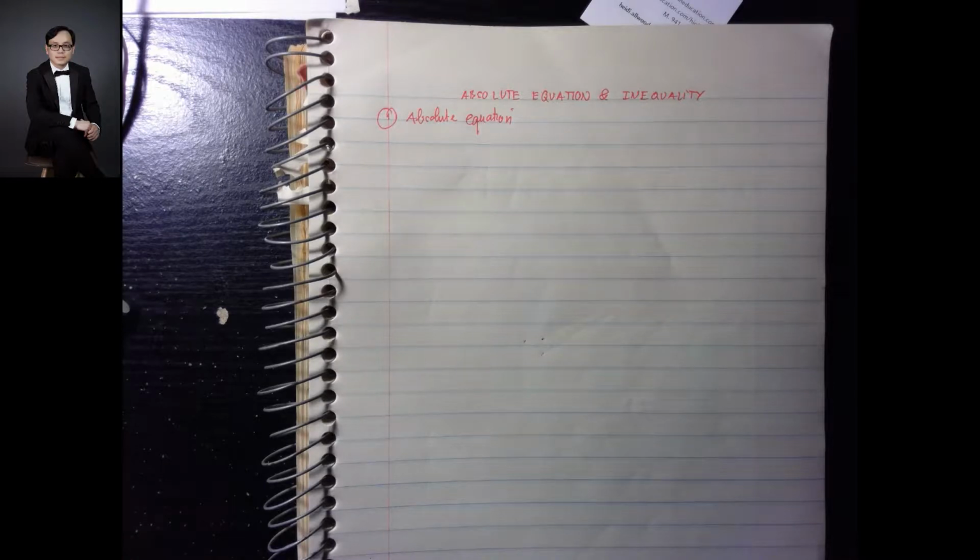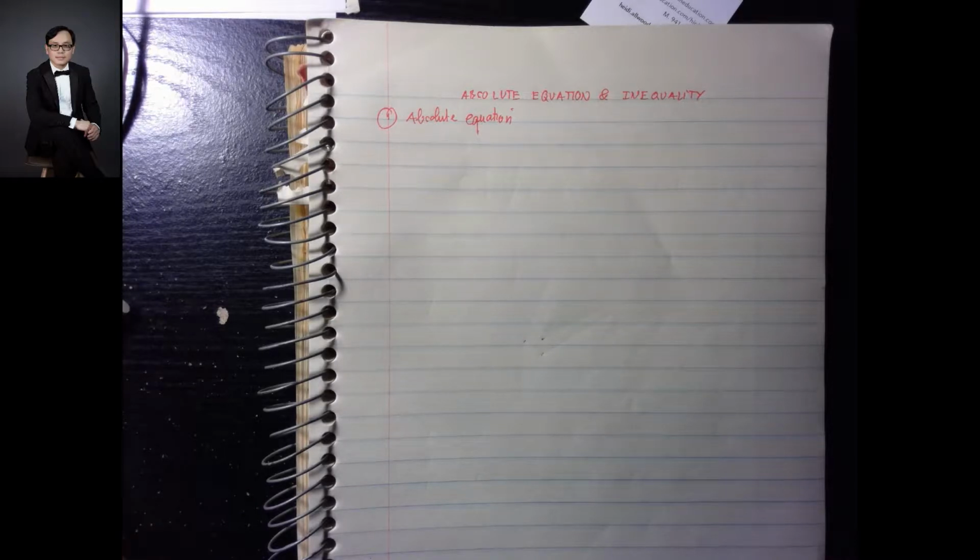Unlike regular equations, absolute equations most of the time have two answers, because remember when you learned absolute value, when you take absolute of a positive number, it gives you positive. Even when you take an absolute of a negative number, it also gives you a positive number. So there are two cases. That's why when you solve absolute equation, most of the time they have two solutions, but sometimes it might have only one.